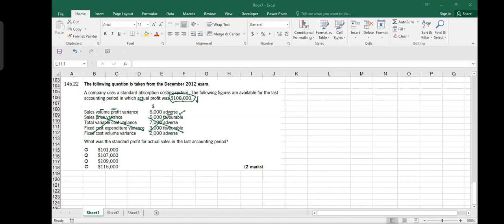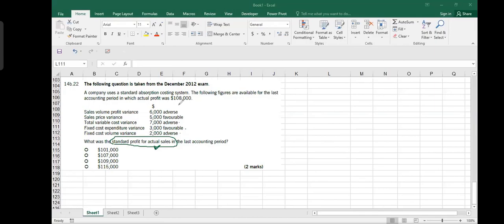Okay, so just reading the question. Sales price variance 5,000 favorable. Total variable cost variance 7,000 adverse, fixed cost expenditure variance 3,000 favorable, fixed cost volume variance 2,000 adverse. What was the standard profit for the actual sales in the accounting period? That is, based on the actual sales, how much profit should you have made? Now that is an interesting question.